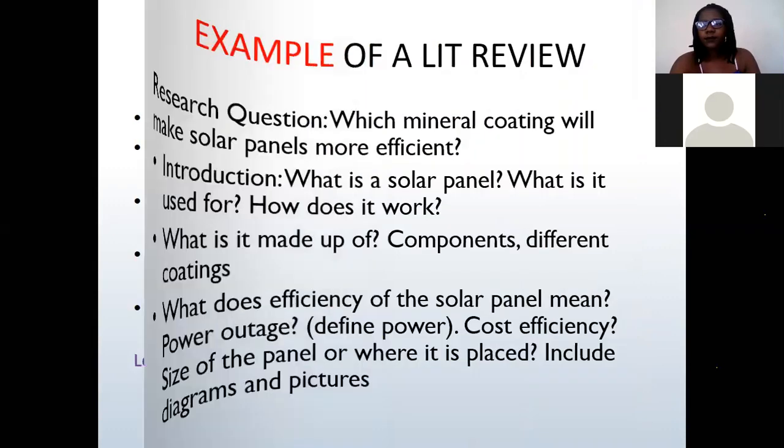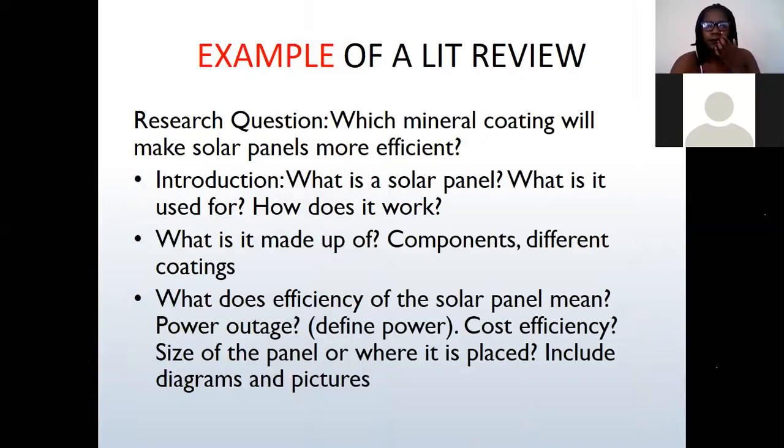Now, we have an example of a literature review. I'm not going to go through it all, but we'll go through it all later on because you are all going to be having this. But you can have an example of which mineral coating will make solar panels more efficient. You can have an introduction. What is a solar panel? What is it used for? How does it work? And follow all the sequences above.